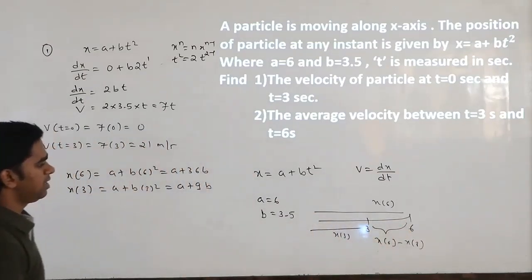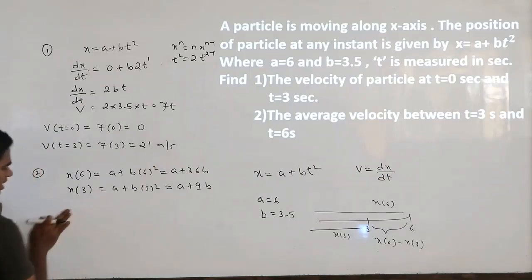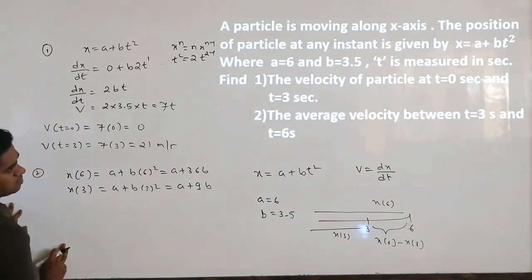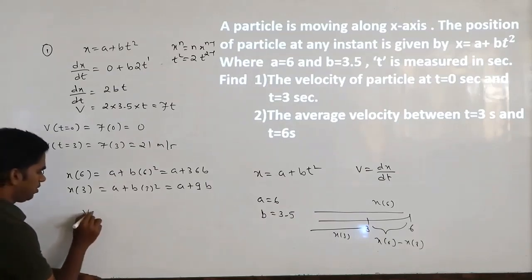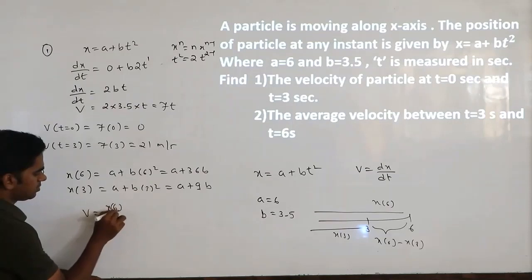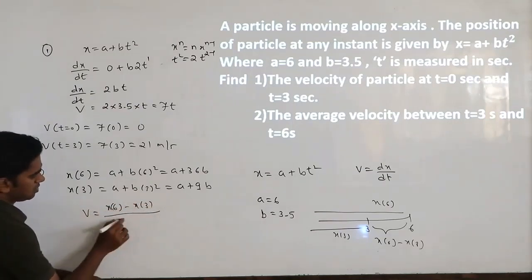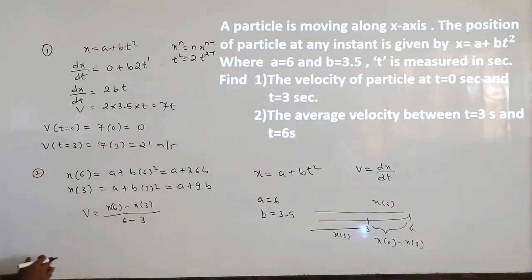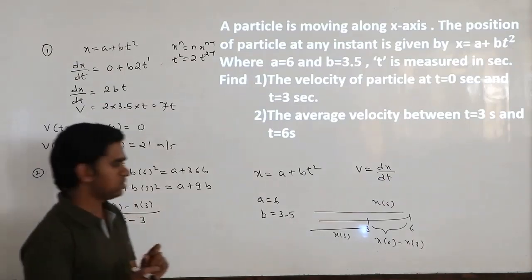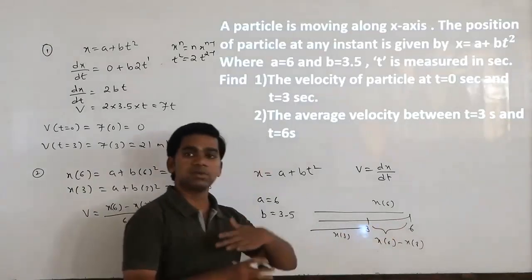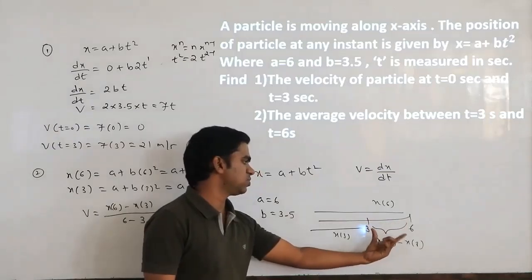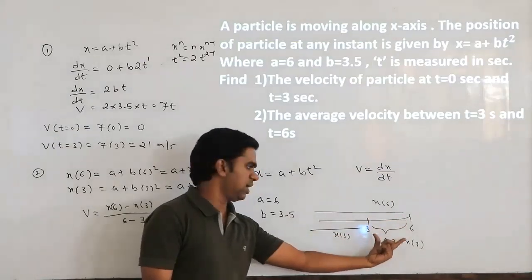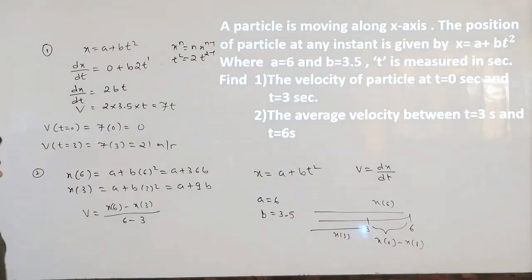Divided by the time taken. So what should I write here? Average velocity between: v equals x6 minus x3 divided by 6 minus 3. They are asking velocity between these two, not total velocity. So you have to calculate the distance between these two and the time between these two.